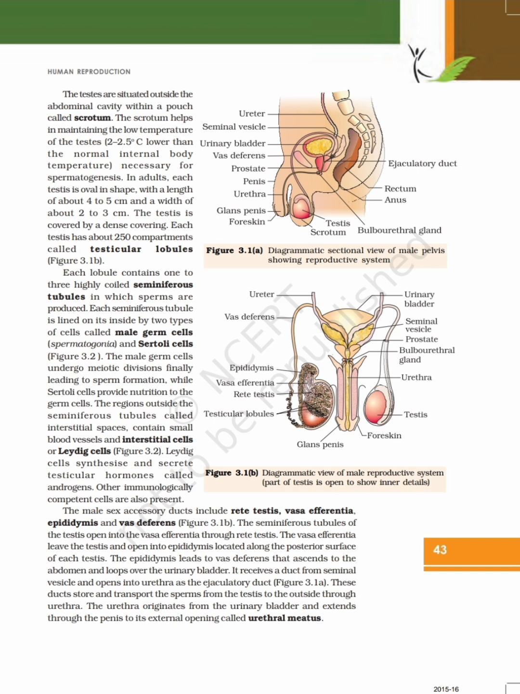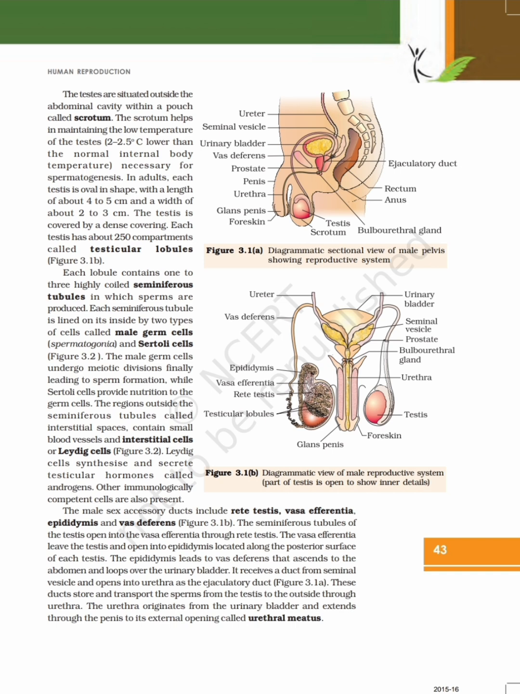So the scrotum is a protective pouch which carries the pair of testes, and the testes are located outside the body because inside it spermatogenesis takes place, which requires a temperature less than normal body temperature. Now the next thing is, in adults each testis is oval. Here some of the measurements of the testes are given. The length of the testes is about 4 to 5 centimeter, and the width is about 2 to 3 centimeter.